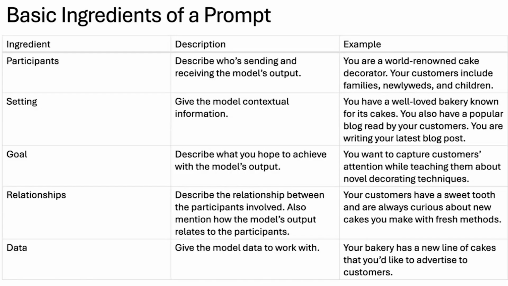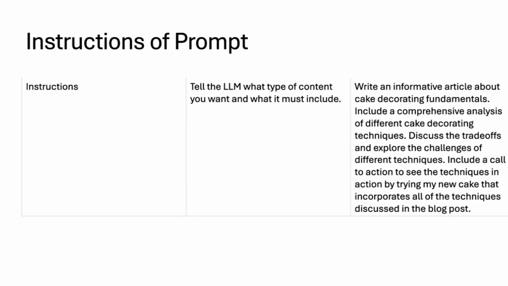So what are the basic ingredients a prompt needs to have? First is the participants. We need to clearly mention who is doing the work and their role, and who is receiving the benefits of that output. So all those roles need to be mentioned. Then settings, where we add some contextual information around the goal. What is the goal of the prompt? Then the relationship between the different participants involved, and we need to provide as much relevant data as possible. Then, of course, detailed instructions.